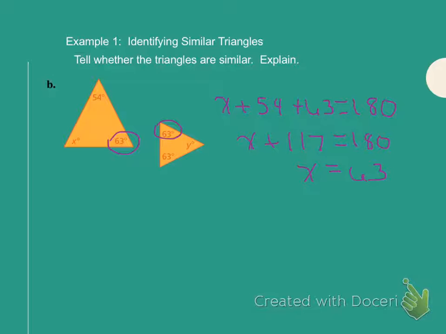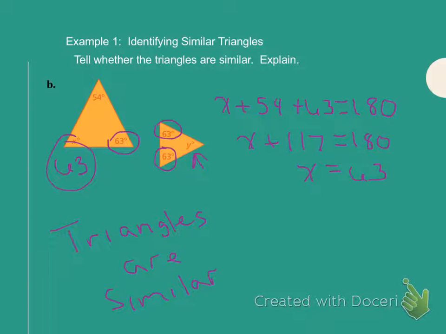So this angle right here is going to be 63. So we have 63s are both the same. This 63 and this 63 are the same. So this must be 54 degrees. Since the triangles have two pairs of congruent angles, the third angles are congruent, and the triangles are similar. So the triangles are similar. So for B here, the triangles are similar.